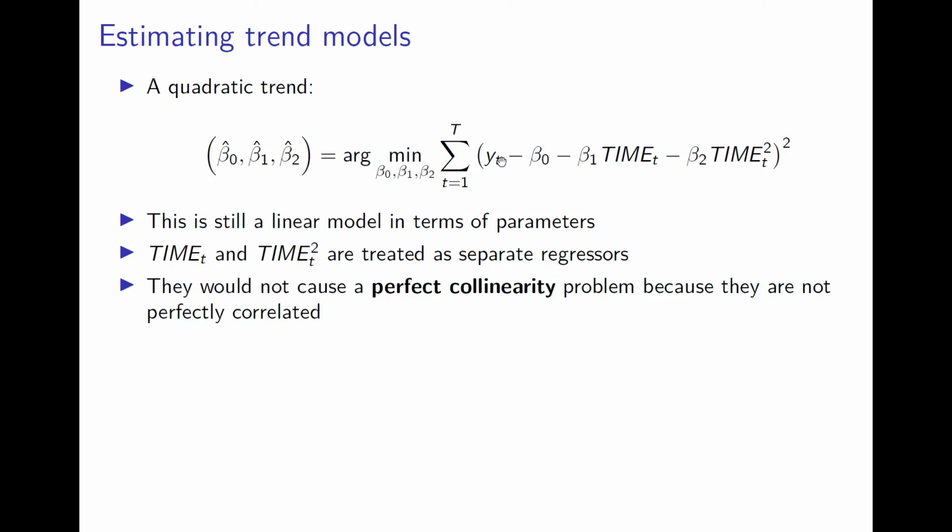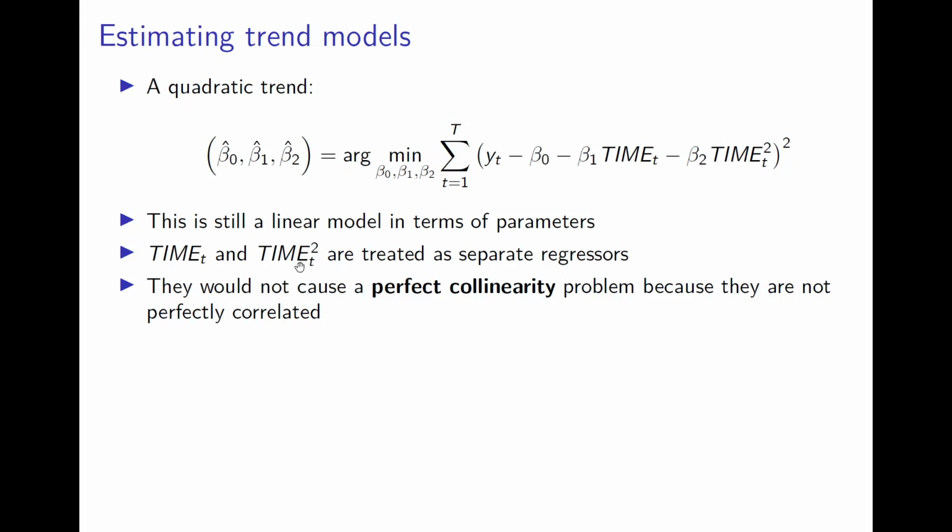If I have the quadratic version of that, I do the exact same thing. y_t minus beta 0 minus beta 1 times my time variable, minus beta 2 times my time variable squared. Square all of those error terms, add them up, and minimize it in order to find beta 0, beta 1, and beta 2 for ordinary least squares. This model is still linear in terms of parameters, so it's still linear algebra. The solution doesn't really change.